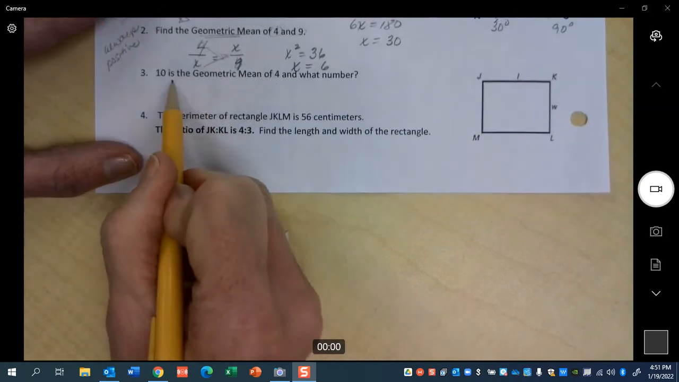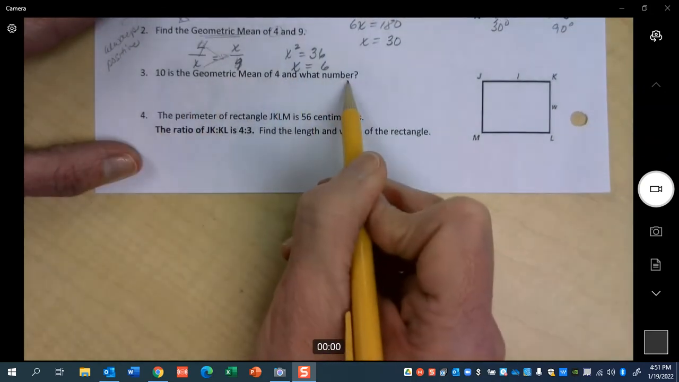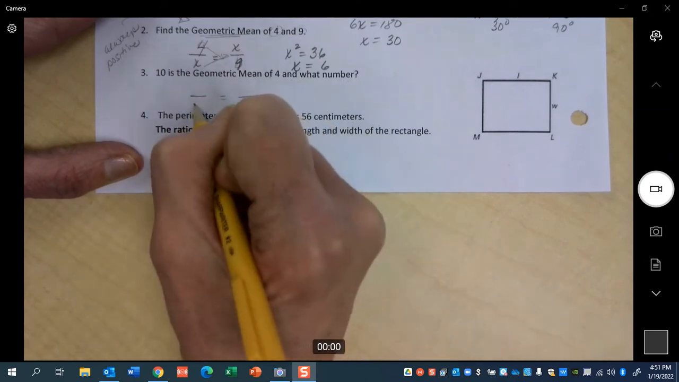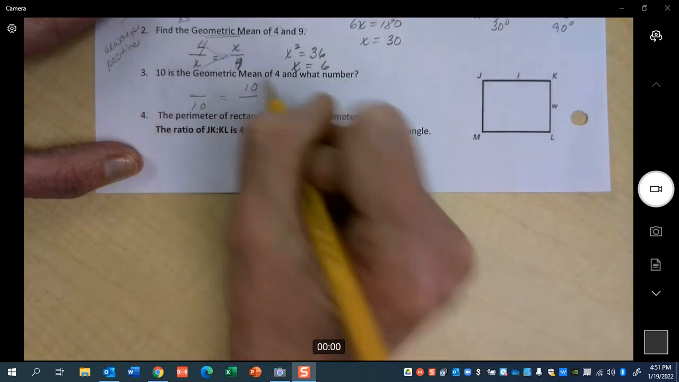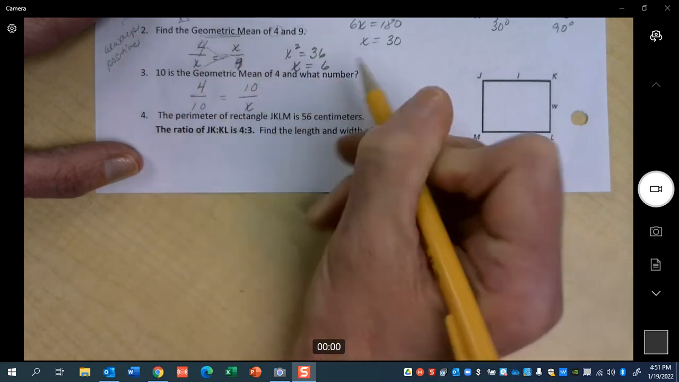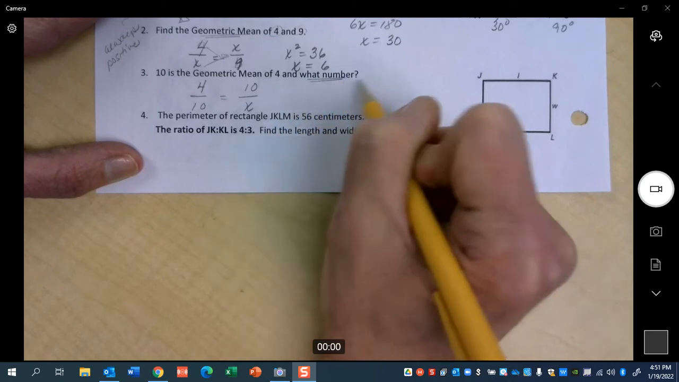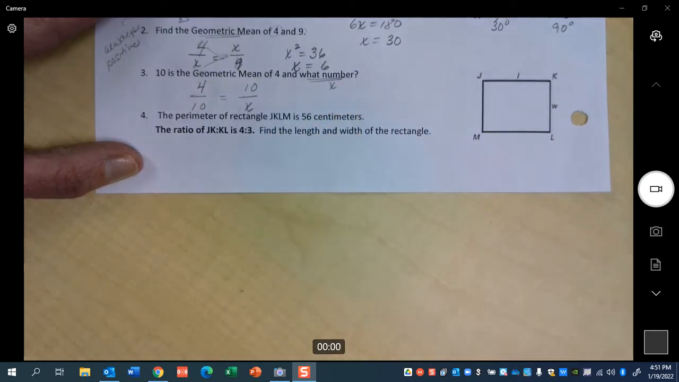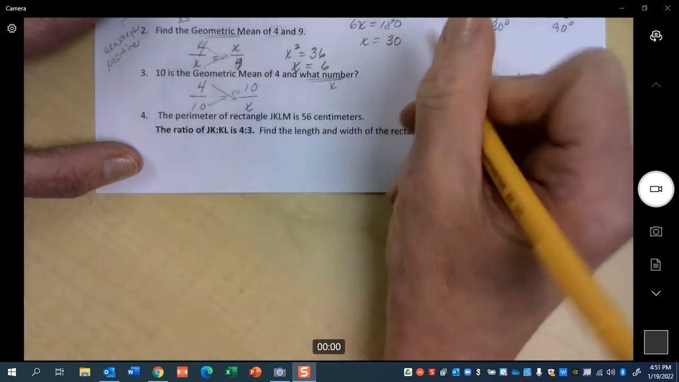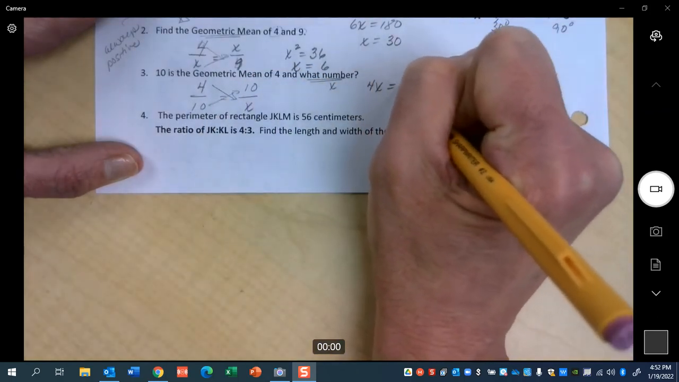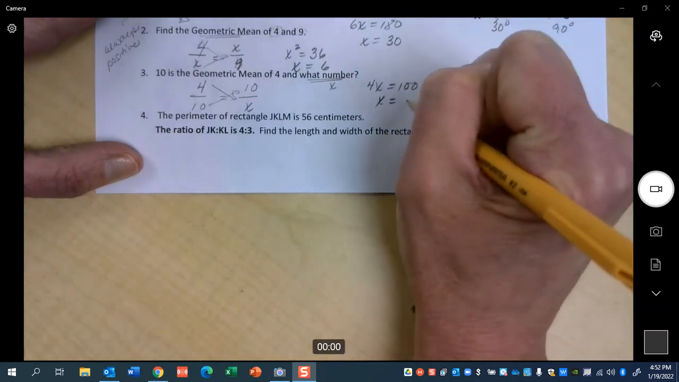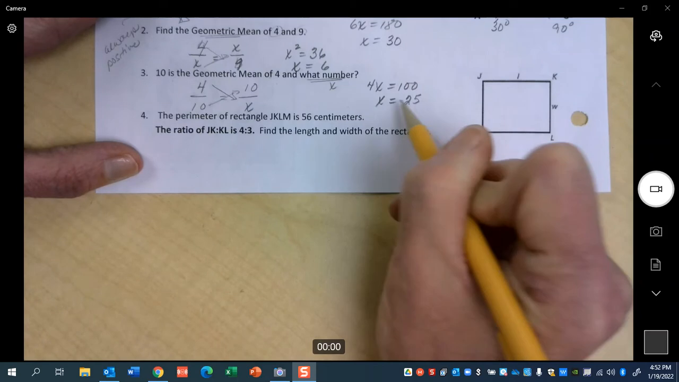All right, so if 10 is the geometric mean of 4 and what number, I'm going to use this same template, but because they gave me 10 as the geometric mean, I know that 4 and what number, anytime I see the phrase what number, that's my x. So when I do my cross products, I know that 4x is equal to 100, which means x is going to be equal to 25.